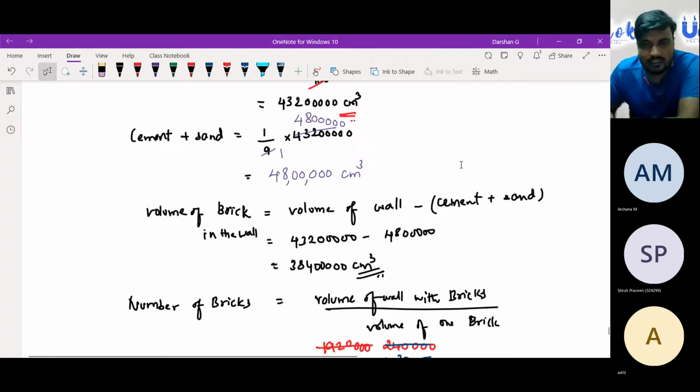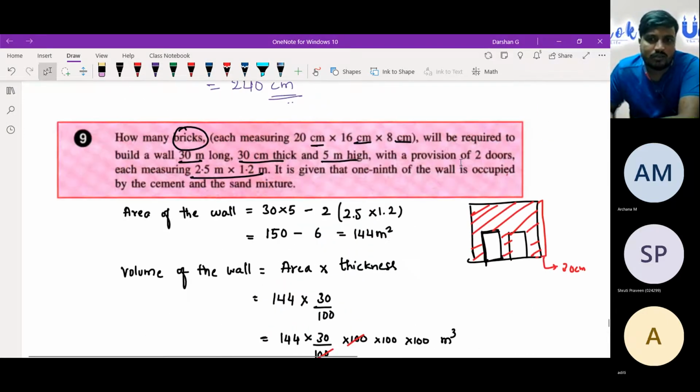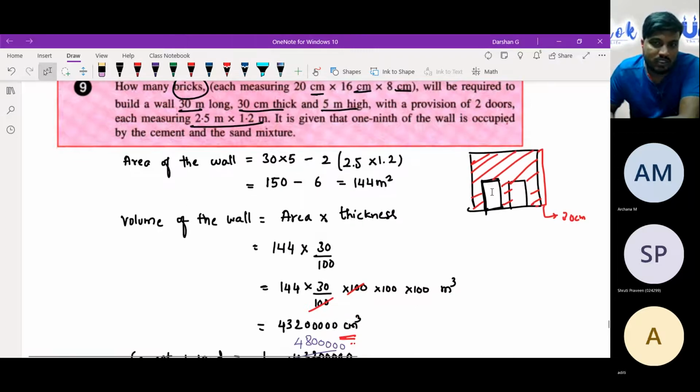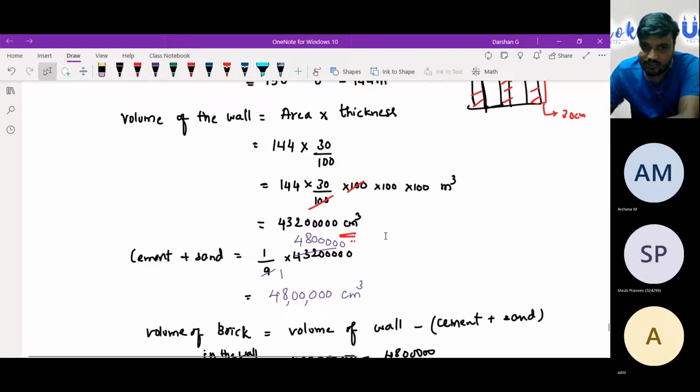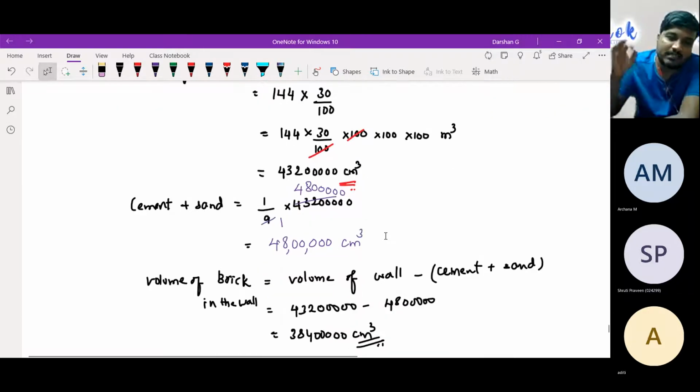Okay. So let's go one by one. They are asking about a wall with 2 doors. We need to remove the 2 doors first from the complete area, because for the volume we are not worried about that part. So if you remove it, it is 144 times the thickness. As it is in meters, we are converting into centimeters. So that will become 432000000. Then we have to find 1/9th because that is taken by the sand and cement. So when we find it, it is 48 with 5 zeros.